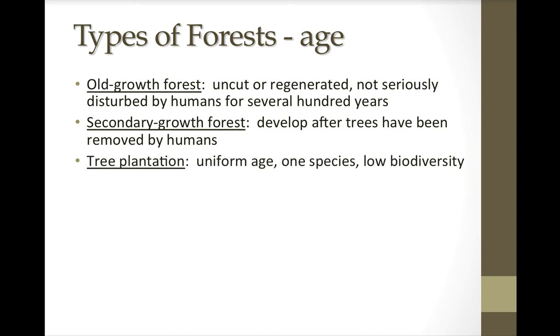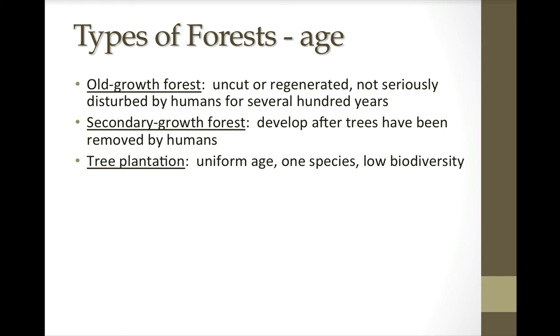The third type of forest is what some people would argue is not even really a forest. It's called a tree plantation. Now, a tree plantation is an area of land that's managed specifically for the purpose of harvesting trees, and tree plantations typically have uniform age, meaning they're all the same age. Typically it's just one species of tree, and there's very low biodiversity.